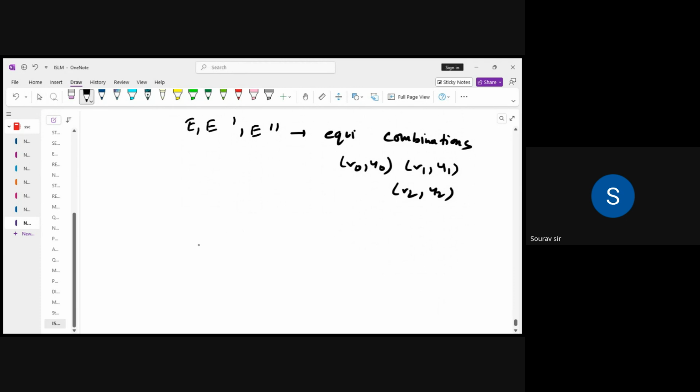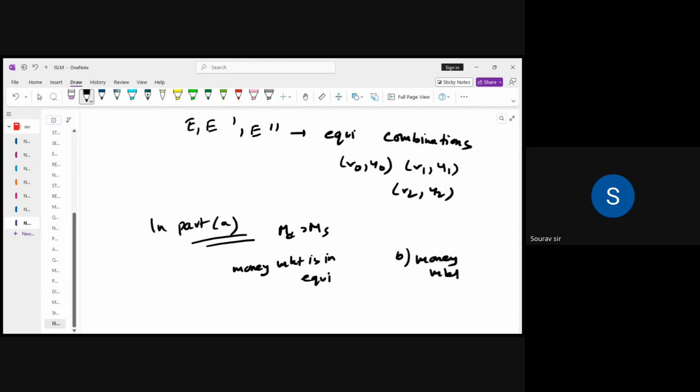Okay. So in part A, when the money market is in equilibrium, then at point E, money demand will be equal to money supply. And part B is showing money market equilibrium with Y equal to Y0, R equal to R0.